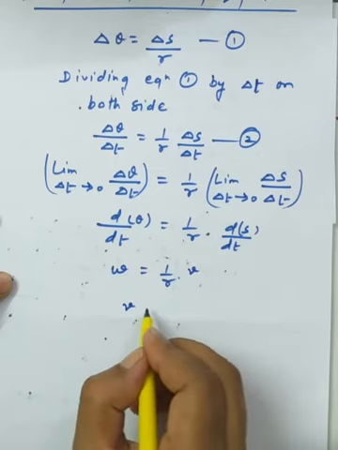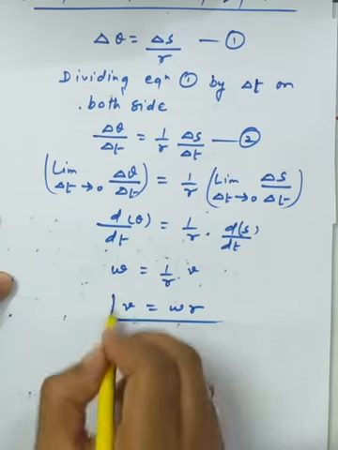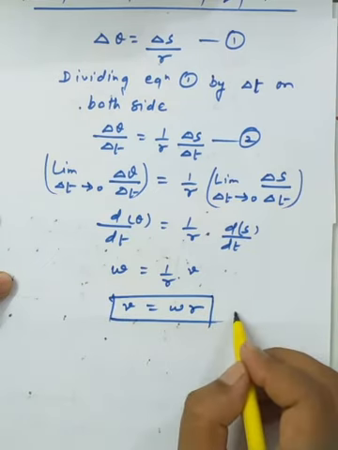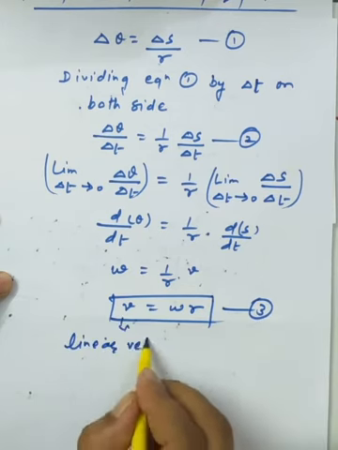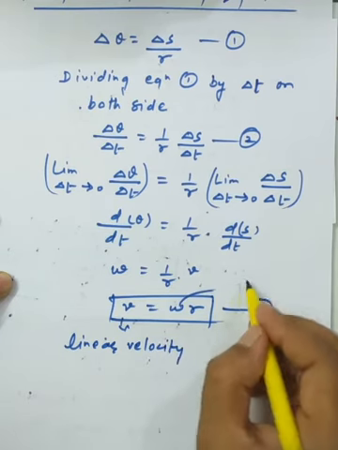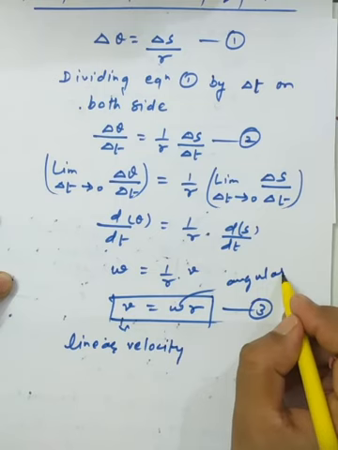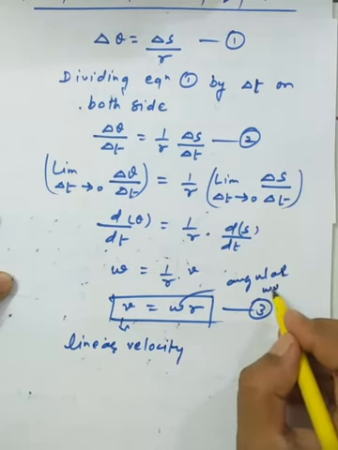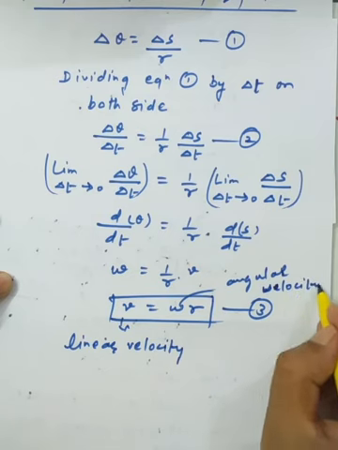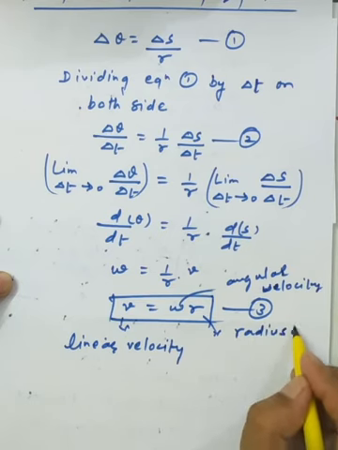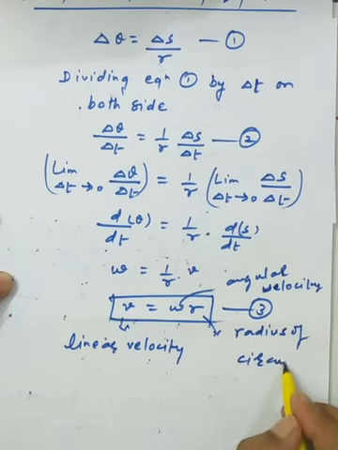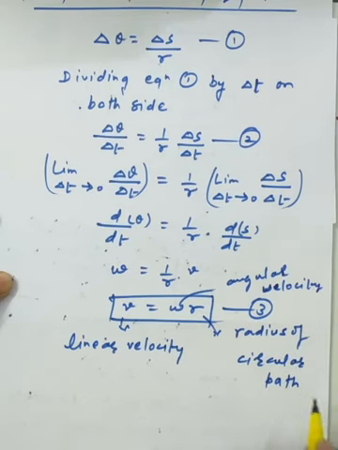Okay, so we are just cross multiplying, and we get the relation v is equal to omega r. This is one of the desired relations we have. v is called the linear velocity, omega is called the angular velocity, and r is called the radius of the circular path.